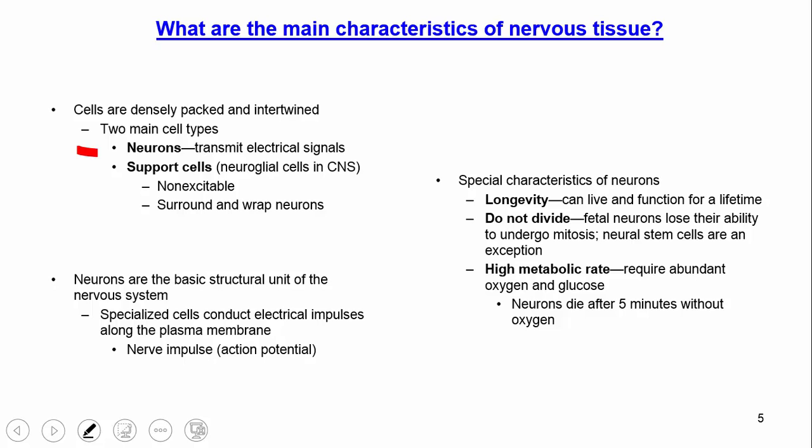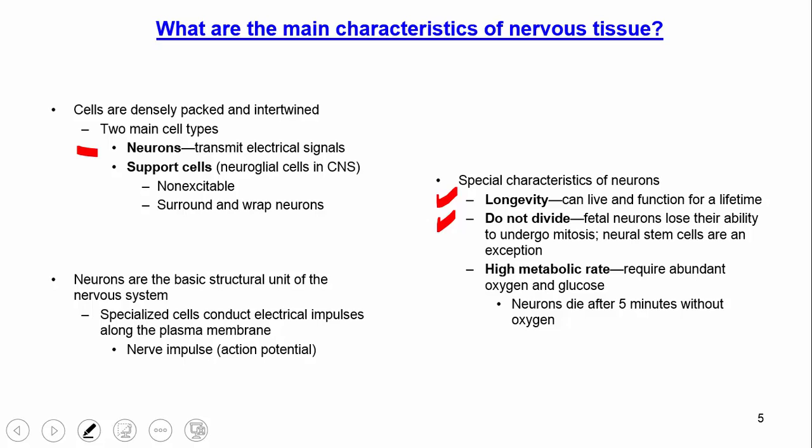Okay, and then finally there's three main special characteristics we would use to classify neurons. So the first one is longevity. In other words, neurons can live and function for a very long time, throughout a lifetime. And the second one sort of tells you why that better be true. Well, they can't really divide, right? And so if they can't divide, we can't really produce more of them, then they better last a long time, otherwise we're in trouble.